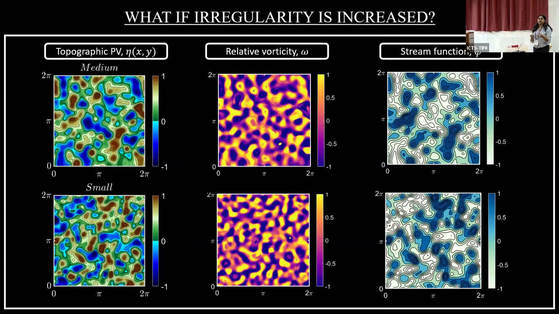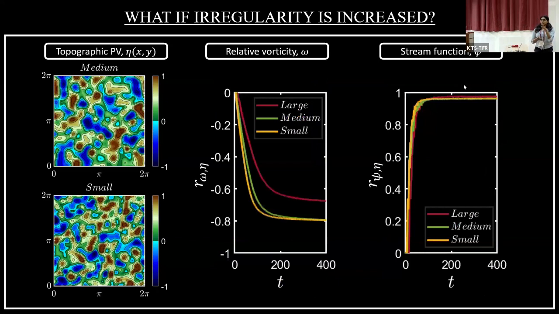So what happens if I increase the irregularity of the topography? Suppose I have some particular horizontal scale which corresponds to the previous one, and I increase the randomness in the topography, what happens? Here also we can see that at small scales the relative vorticity is correlating with the topography, and also the stream function at large scales is in correlation with the topography. So if I calculate the correlation functions, we can see that it's anti-correlated in relative vorticity and correlated in stream function.